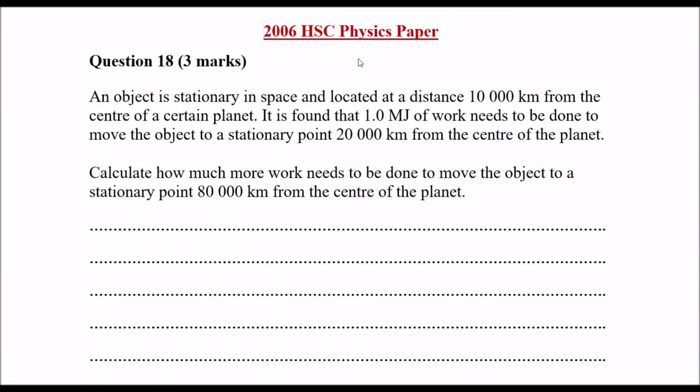We are going to go through the 2006 HSC physics paper. This is question 18, worth 3 marks. This is going to cover module 5, inquiry question 3.